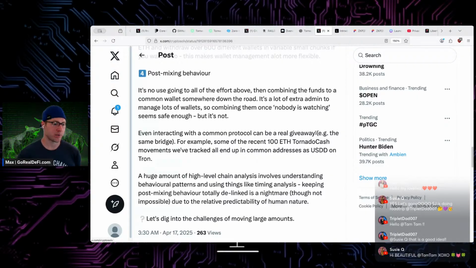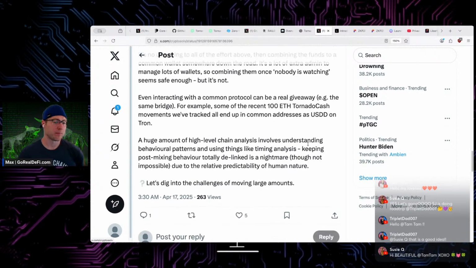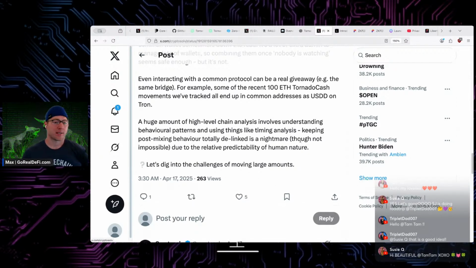For example, the same bridge. Some of the recent 100 ETH Tornado Cash movements we tracked all ended up in common addresses as USDD on Tron. A huge amount of high-level chain analysis involves understanding behavioral patterns and using things like timing analysis. Keeping post-mixing behavior totally delinked is a nightmare, but not impossible, due to the relative predictability of human nature.